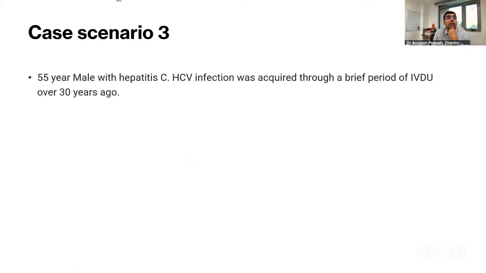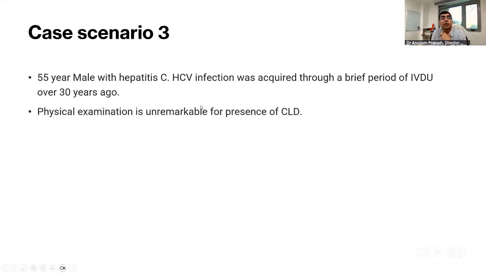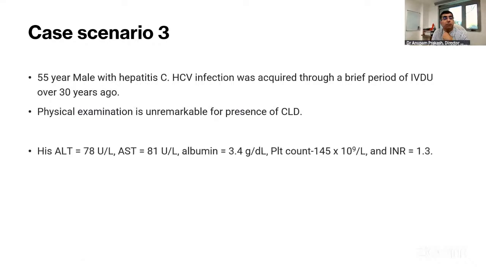This is the third case. This is a 55-year-old male with hepatitis C. He had contracted HCV through a brief period of IV drug use over 30 years ago. Now, in this patient, the physical examination is unremarkable for the presence of chronic liver disease, so we do not have any stigmata of liver disease. AST is 78, so this is elevated, nearly twice the upper limit of normal.